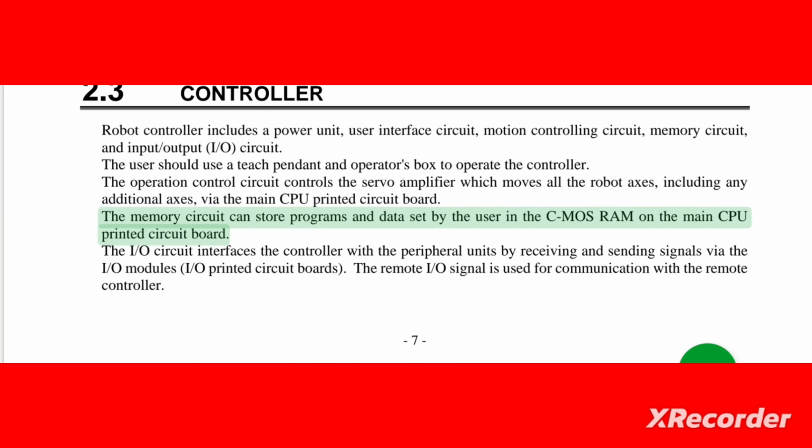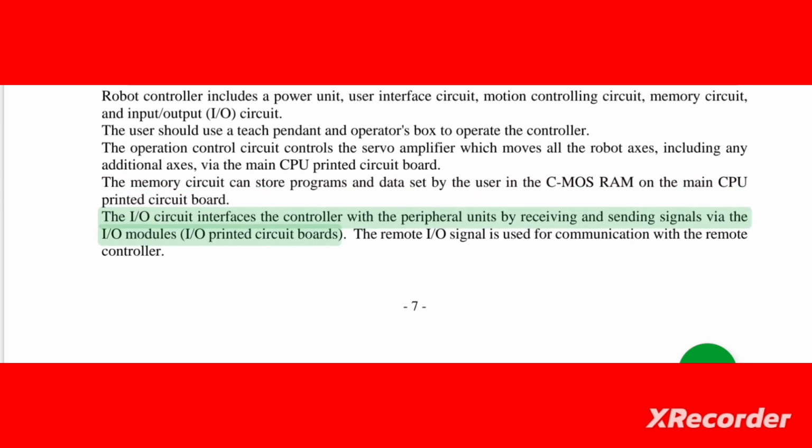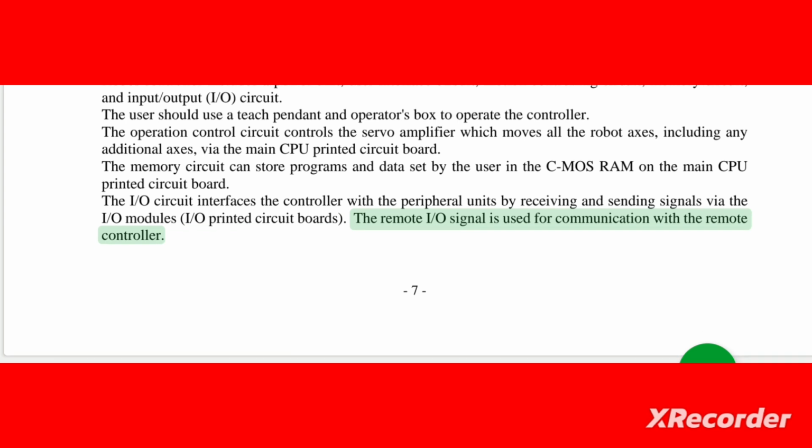The memory circuit can store programs and data set by the user in the CMOS RAM on the main CPU printed circuit board. The I/O circuit interfaces the controller with the peripheral units by receiving and sending signals via the I/O modules and I/O printed circuit boards. The remote I/O signal is used for communication with the remote controller.